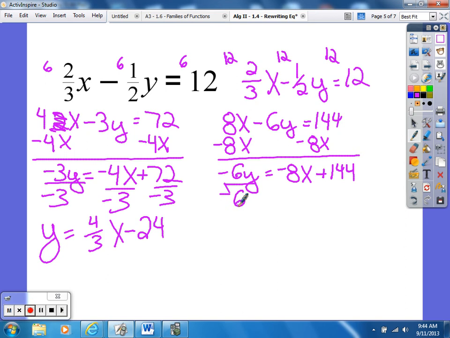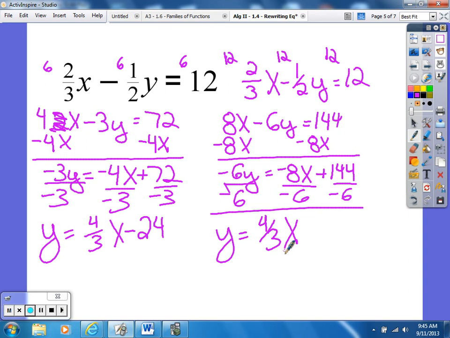Over here, I'm going to divide everything by negative 6. So I get y equals negative 8 over negative 6. Comes positive 8 over 6. If I divide them both by 2, positive 4 over 6. Oh wait, so far it's looking the same here. Okay, I know I have a minus sign. And if I take 144 divided by 6, not 64, 24. Hey, I got the same thing, right?